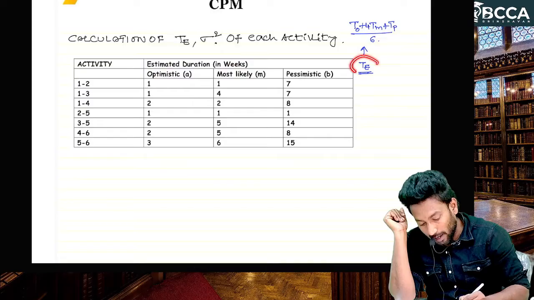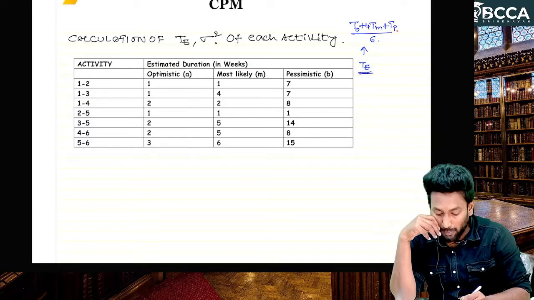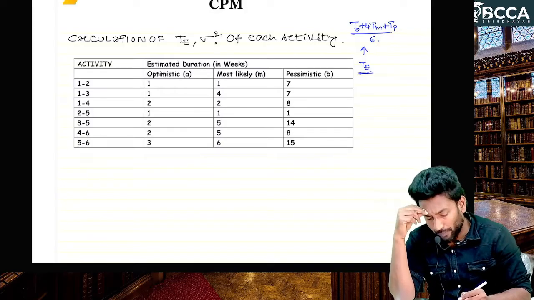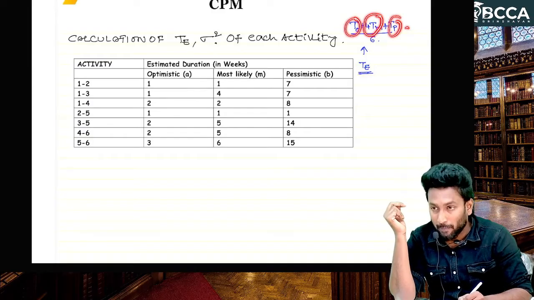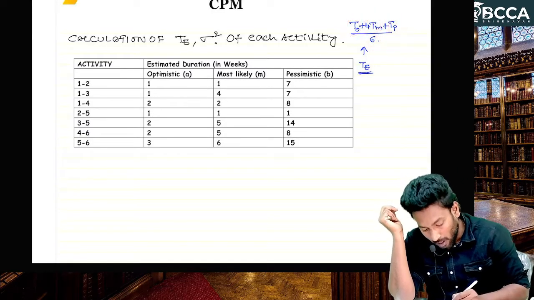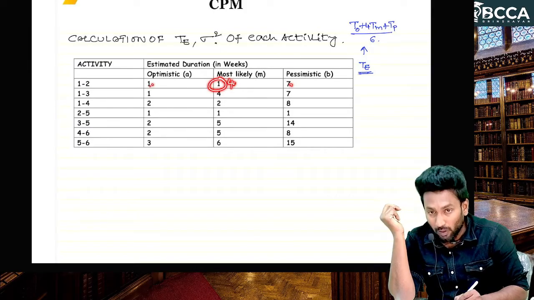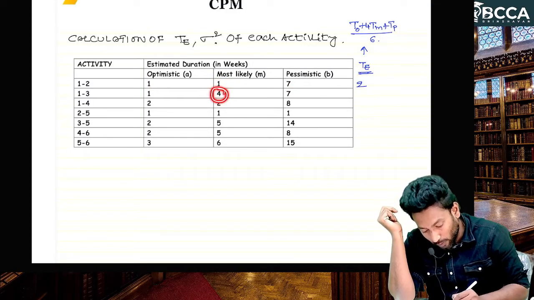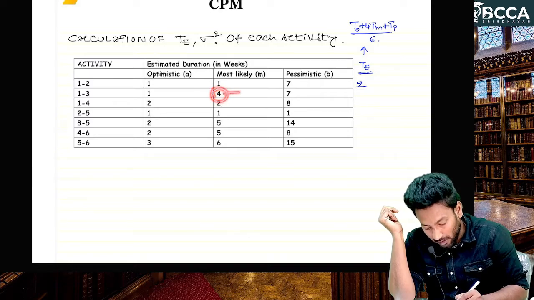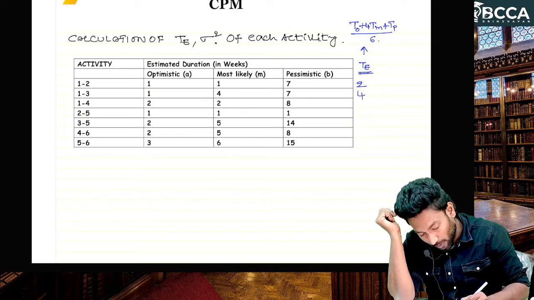To calculate expected time, the formula is TO plus 4TM plus TP divided by 6. On the calculator, directly multiply 4TM, then add TO and TP, then divide by 6. So 1 into 4, 4, plus 1, 5, plus 7, 12. 12 divided by 6 is 2. Next, 4 into 4, 16, plus 1 plus 7, 8. 16 plus 8, 24, divided by 6, 4.